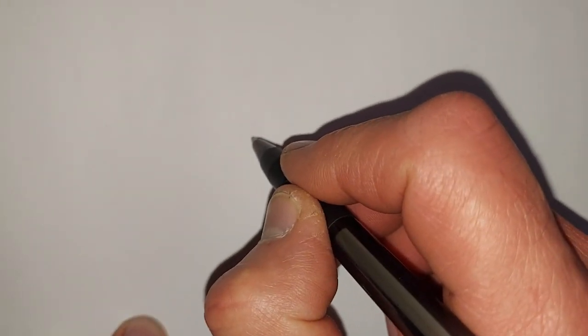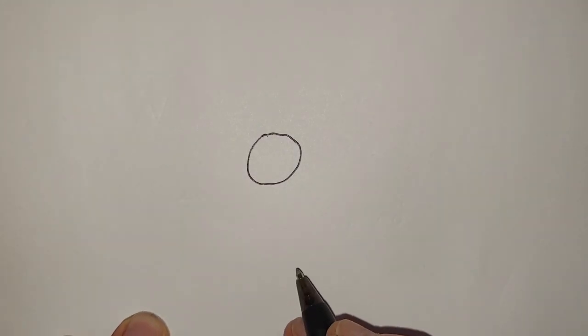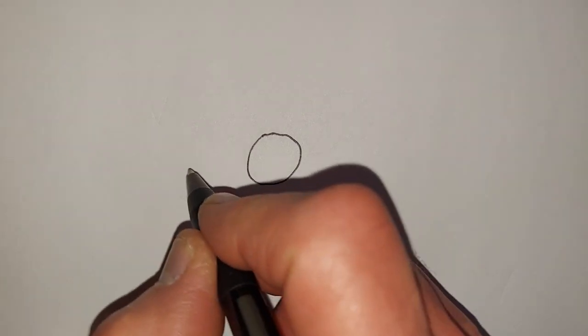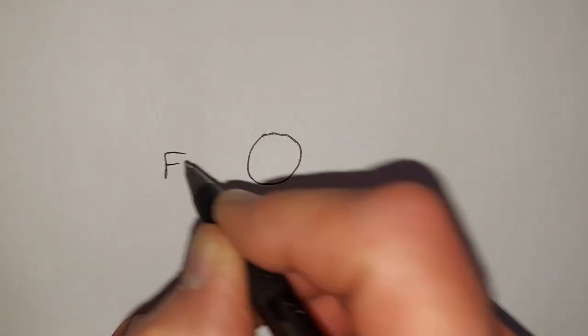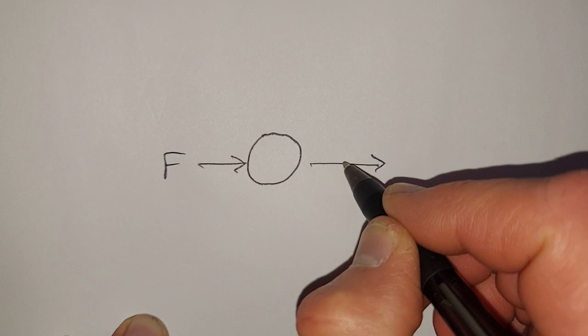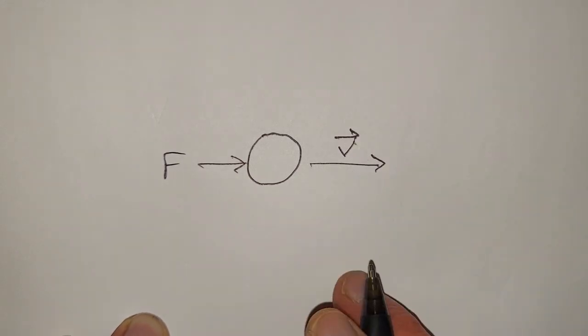Now, if an object is at rest, its velocity is zero and is constant. All right, so we have an object here, and it's not moving. Now, for it to move, we must apply a force to it, so its velocity will no longer be zero. So if we have a force that acts on it, it'll move with velocity.